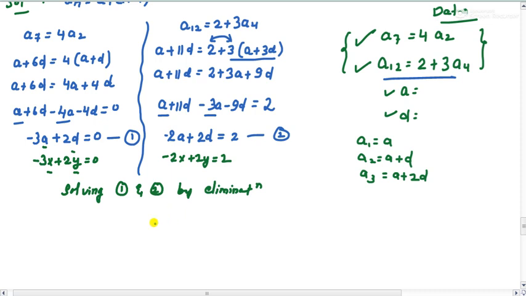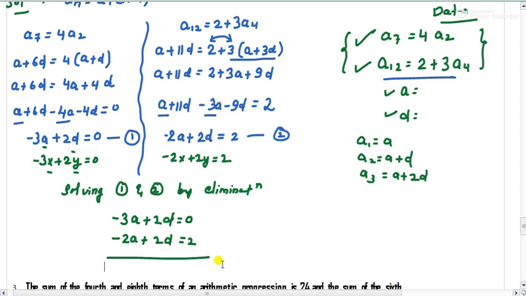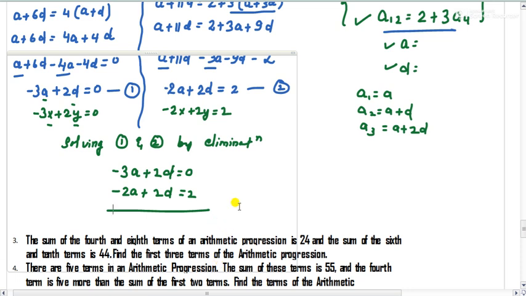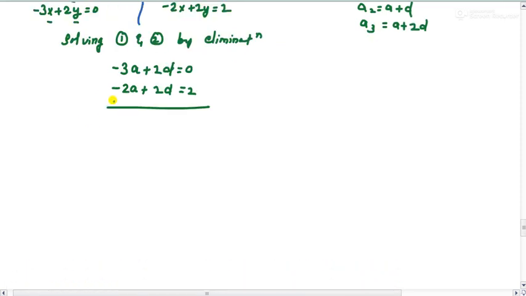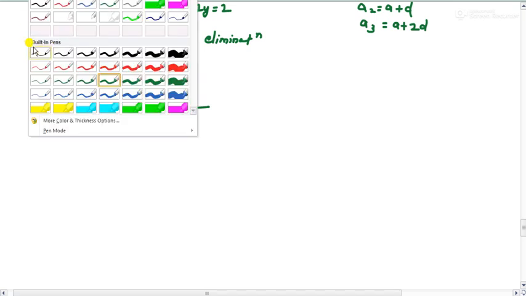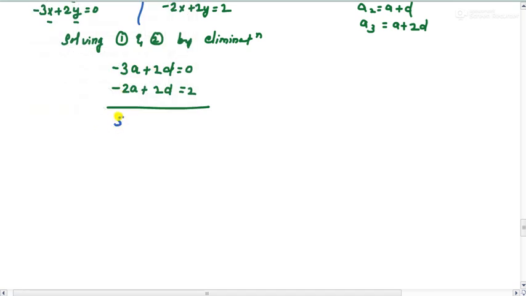So after this you have to write here, minus 3a plus 2d equals to 0, again minus 2a plus 2d equals to 2. Now what are we going to do here, addition or subtraction? Yes, it should be subtraction, right? So why are we going to do subtraction? See here. If you add this, this is going to be 5a, right? And this will be 4d. So there is no use of adding because we are not eliminating anything. So to eliminate, we need to do subtraction.